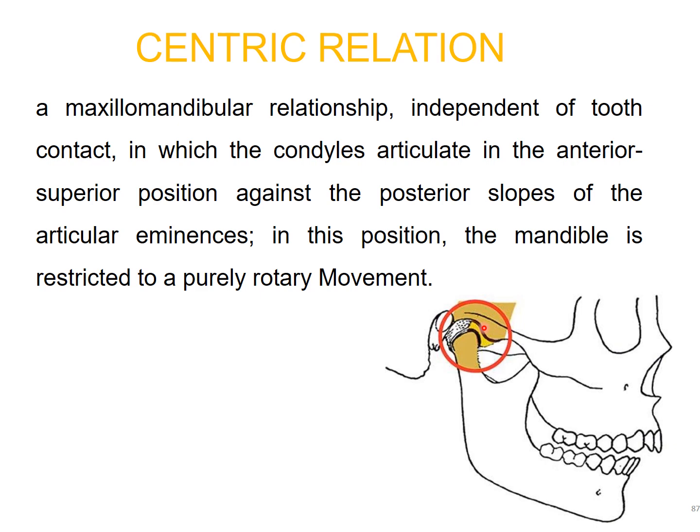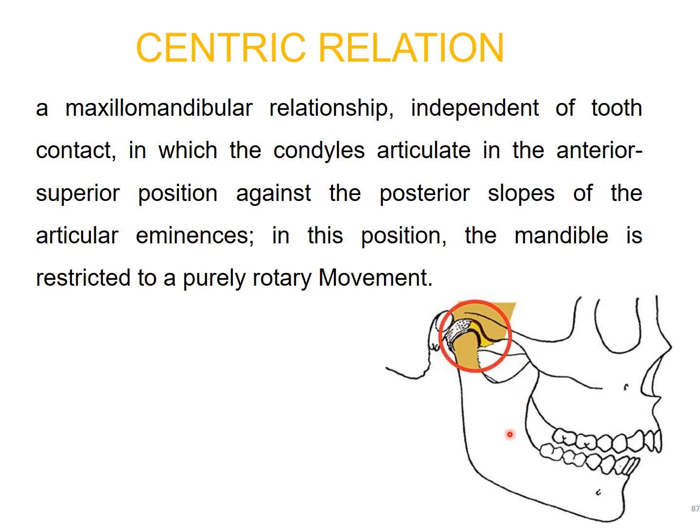So this is the articular eminence, this is the posterior slope of the articular eminence, not of the glenoid fossa. Please don't confuse it with glenoid fossa. The condyle articulates in the anterior superior position against the slopes of the articular eminence. So in this position, the condyle is in a purely rotatory movement in unstrained position, and it is not in contact with the retrodiscal tissues of the posterior part of the glenoid fossa.